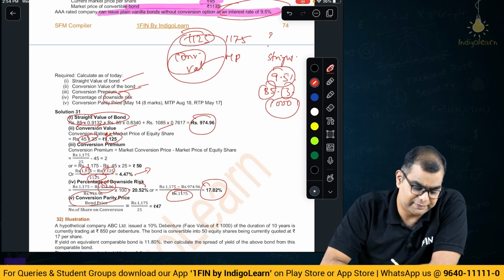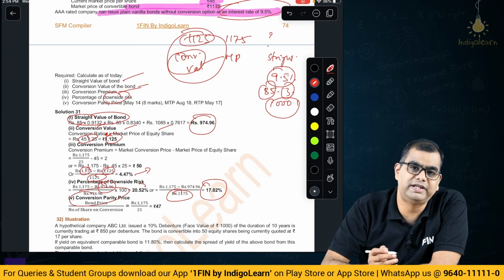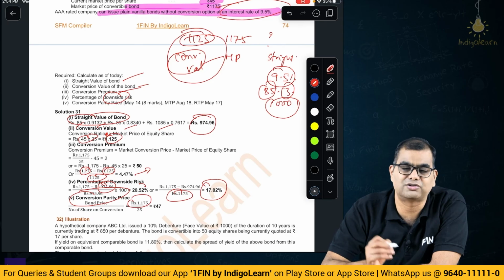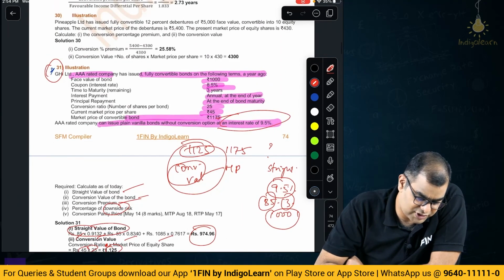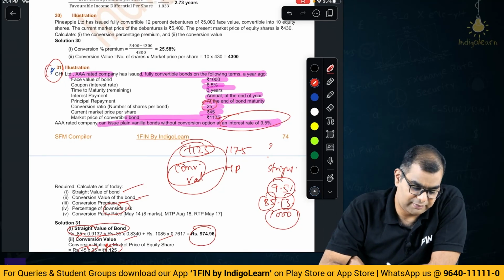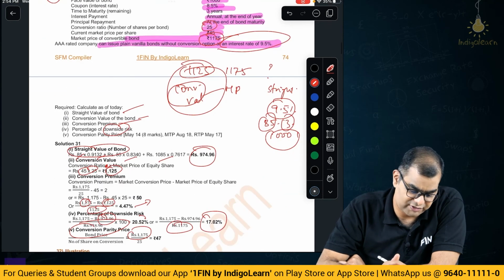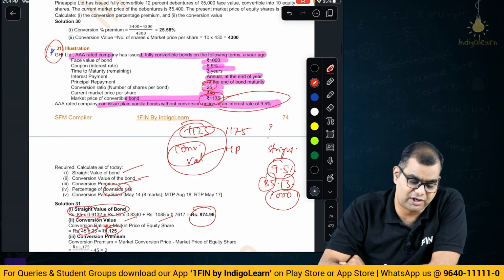Then conversion parity price is again very simple. At what price of the share will the conversion value be equal to current market price? So current market price divided by the number of shares. What is the number of shares here? They said 25 shares. So your current market price 1175 by 25, you get 47 or something. Yes, you get 47 is the price per share at which, if we convert, it is great.